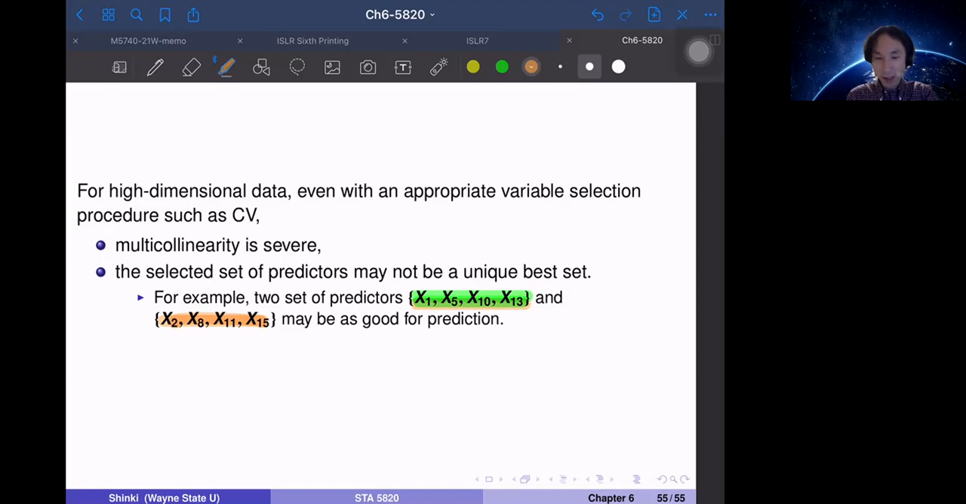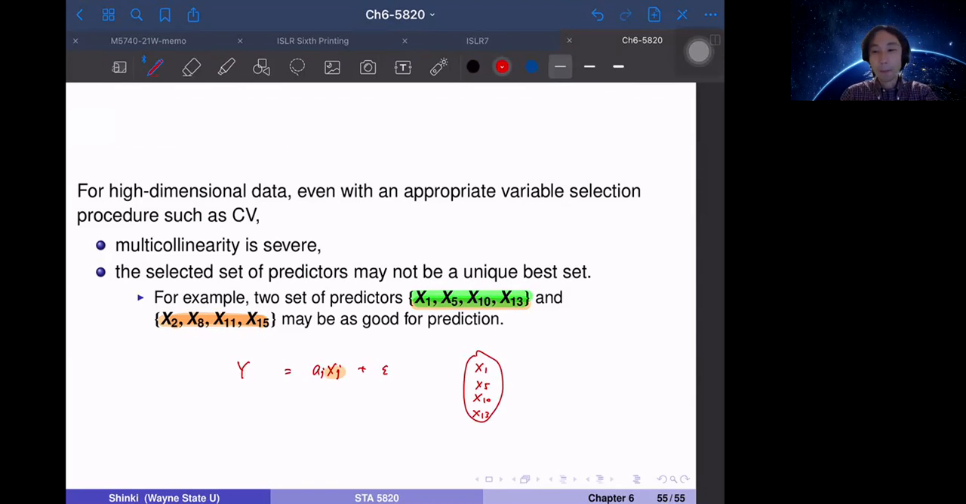For example, in the partial least squares method, basically we regress y on each xj. Many methods use this kind of technique, but this only uses one variable. So maybe x1 is a useless variable, and x5 is useless, and x10 is useless, x13 is useless. But if we combine these, sometimes it is useful, right?